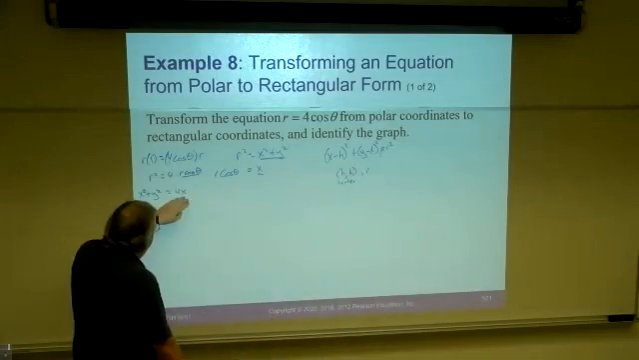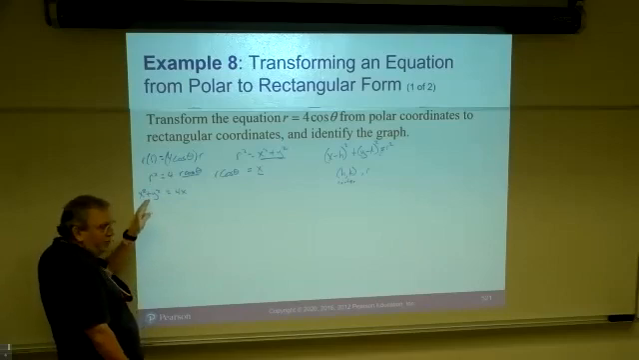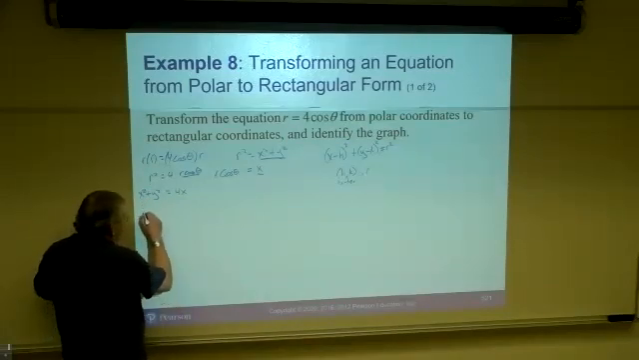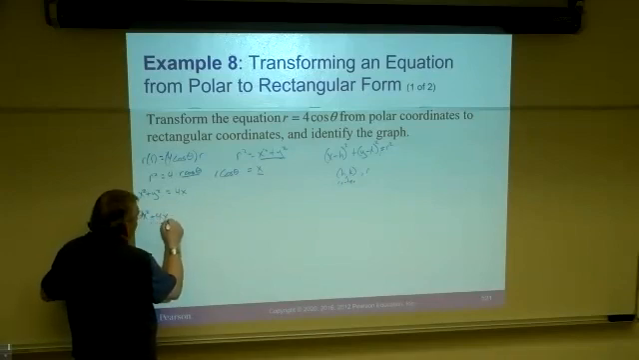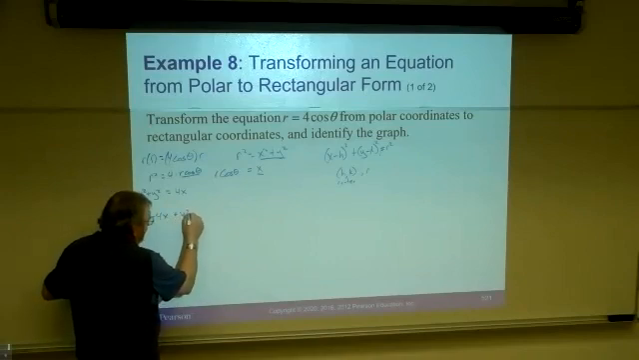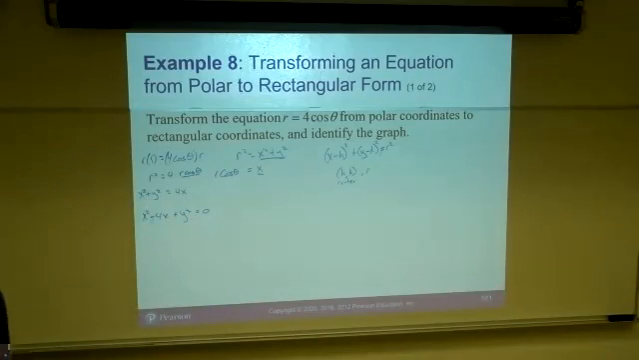So that means I need to bring the 4x to the same side and put it with the x squared. So now I have x squared minus 4x plus y squared equals 0. Now it is not in what we call standard form yet.